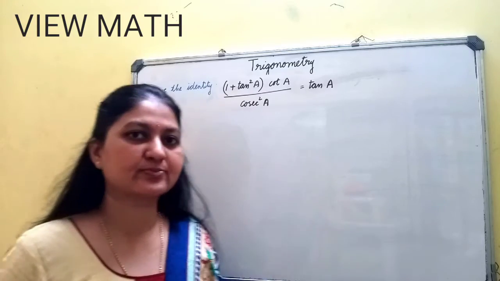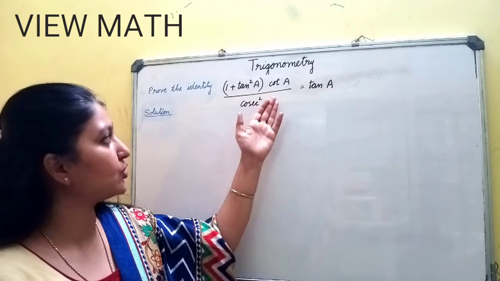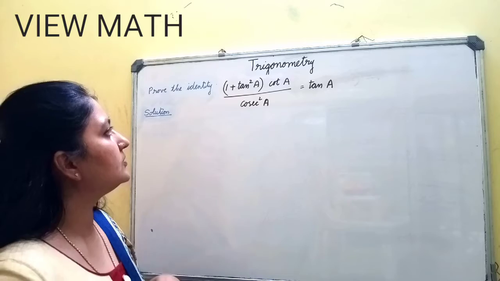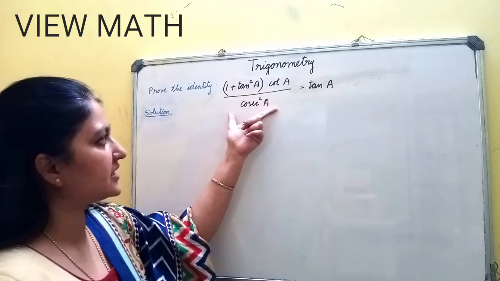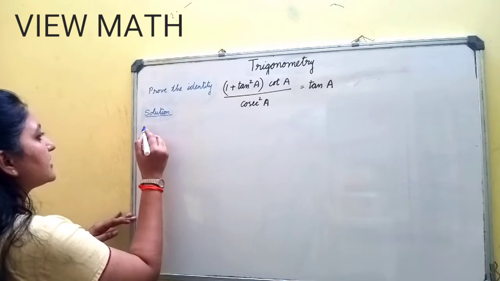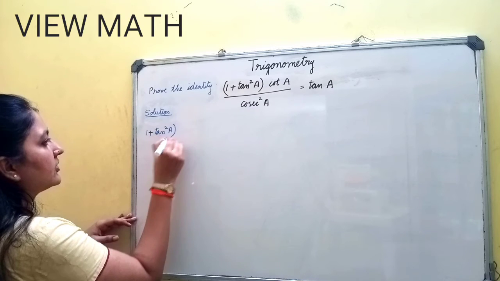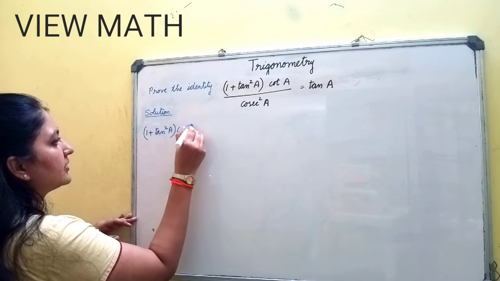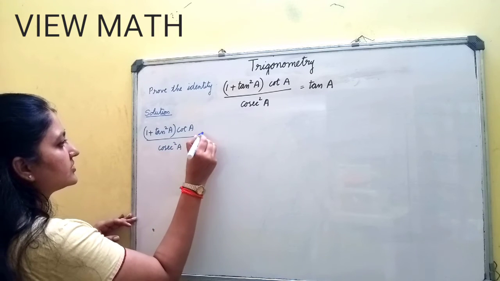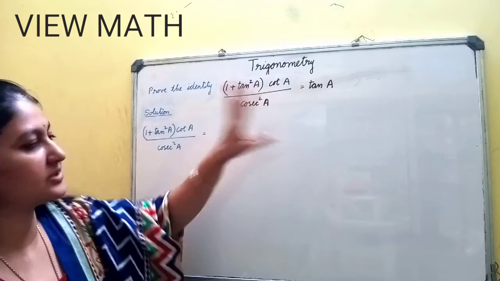Next, let's move on to the next problem. Prove the identity: 1 plus tan square A into cot A by cosecant square A is equal to tan A. Now let me consider the left hand side, then I'll prove it is equal to the right hand side. So first the left hand side, which is 1 plus tan square A into cot A by cosecant square A, and I have to bring this to be equal to tan A.